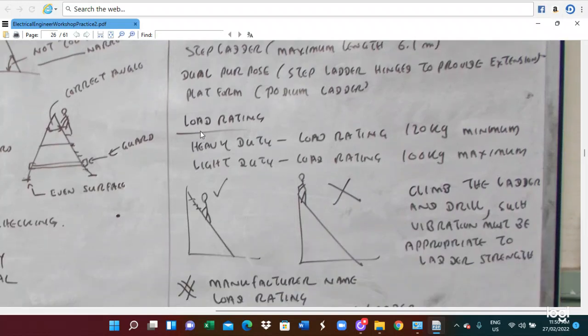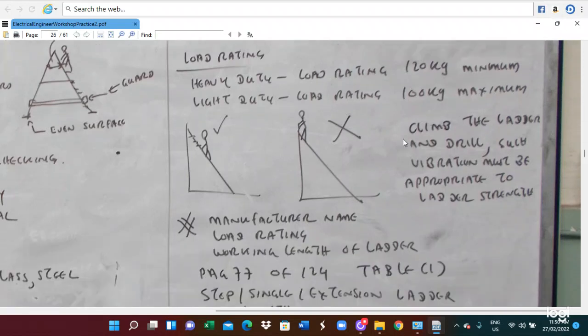In this case, the heavy duty load rating is 120 kilograms minimum, and the light duty load rating is 100 kilograms maximum. So when you are using the ladder, at the top you have to leave about 2 or 3 steps; 2 steps you have to spare. This is the correct one, this is the wrong one. When you climb the ladder, the vibration must be appropriate to the ladder strength. Sometimes you have to climb on the ladder and use a drill machine to drill. In this case, the vibration must be withstood by the ladder. So the vibration strength and the ladder strength must be appropriate.